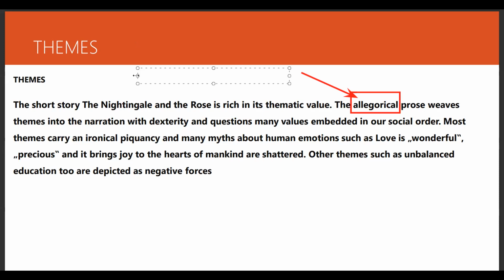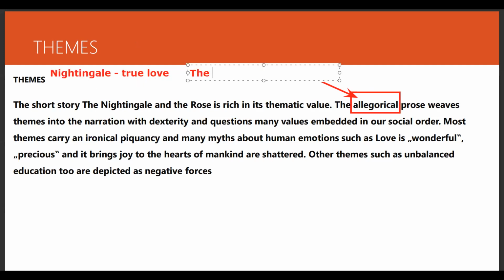Now, as an example, I told you the Nightingale is representing true love. That is what we call allegorical, right? You have a lot of people who are representing certain themes, certain ideas. Now, if you take the boy, he represents passionate love. That is what we call allegorical, right? He is not just a mere boy. Don't think that he is just a mere boy. This is what we call allegorical, right?